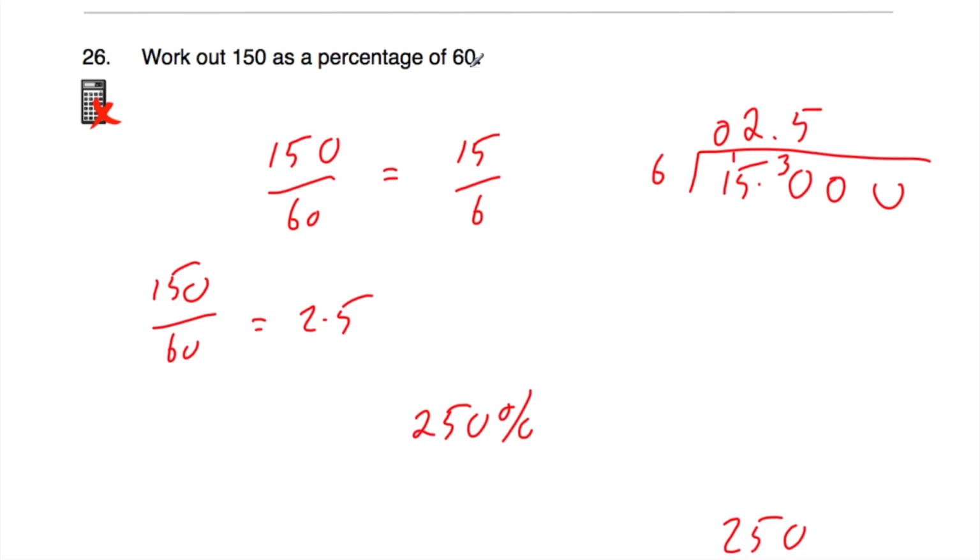And actually, let's just check that. 100% is 60, another 100% is going to be another 60, so that's 120. 50% is 30, and if you do 120 plus 30, that's 150. So 250% of this number is 150, and that's it.